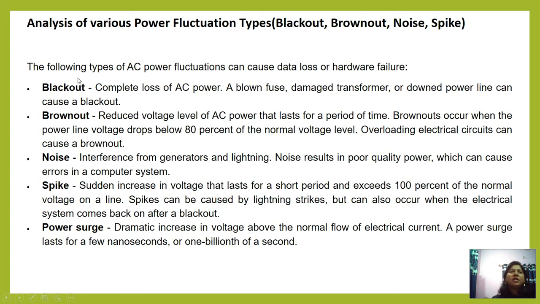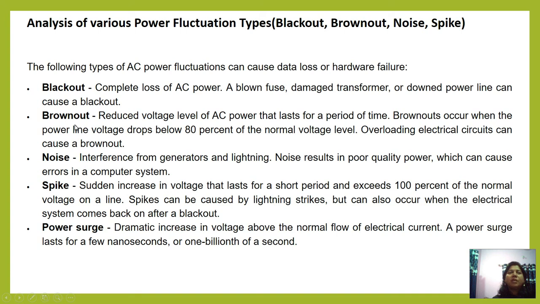Now, see the analysis of various power fluctuation types, meaning whenever your power fluctuates, what the different options are. That is also called power failure. The following types of AC power fluctuation can cause data loss or hardware failure. The first one is your blackout, a complete loss of AC power. A blown fuse, damaged transformer or downed power line can cause a blackout.